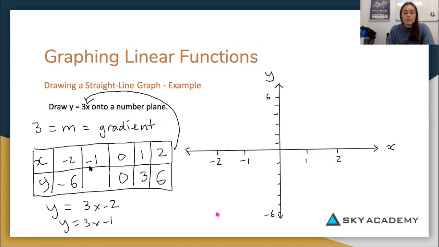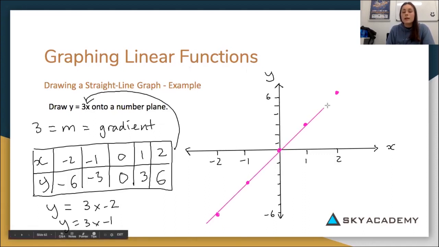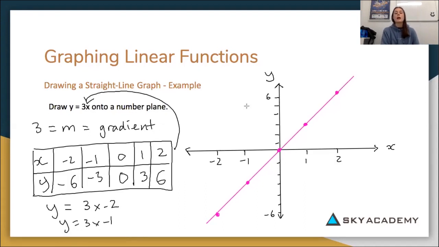-3. So 1, 2, 3, it should be about there. Then we have 0, 0. Then we have 1, 3. And lastly, we have 2, 6. So now we can connect these dots with a straight line. And that will be our straight line graph for the equation of the line y equals 3x.